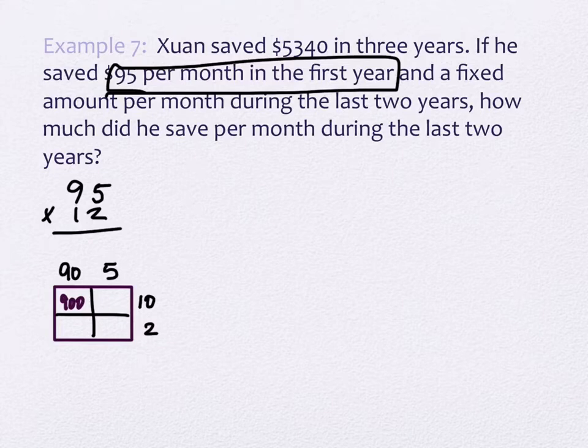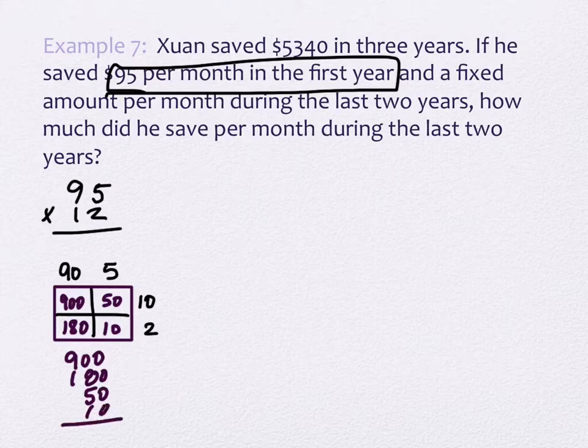And then I can do 90 times 2 directly underneath it if I want to. So what's 90 times 2? 180. I have 5 times 10 in the top right box. It's 50. And then 5 times 2 in the bottom box. 10. And we're going to add these facts up. So if I were to add 900, 180, 50, and 10, what would I get? Good. 1,140. All right, what am I going to do with that 1,140 now?